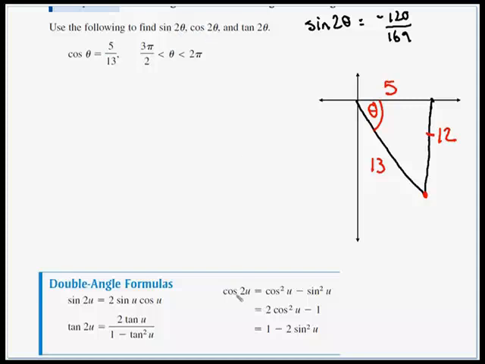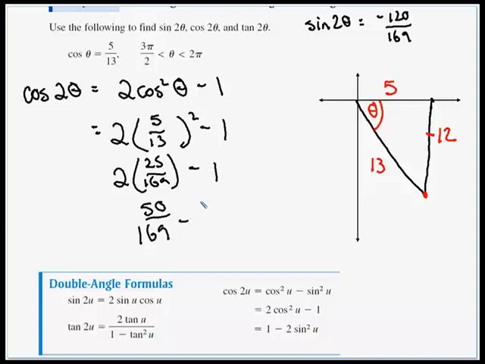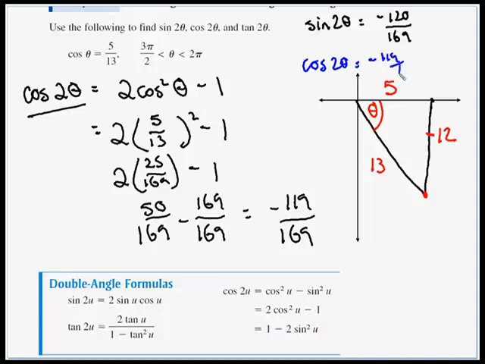Okay, cos of 2 theta. For cos of 2 theta, I could choose any of these formulas down here that I want. I think the easiest one to work with might be the one in the middle. So the cos of 2 theta is equal to 2 cos squared of theta minus 1. So 2, and then our cosine squared. Well, cosine is 5/13, minus 1. So we're going to square that. 2 times 25/169. Multiply by 2, that numerator is 50/169 minus 1. Or let's get a common denominator, 169/169. And when we subtract that, we're going to get the cos of 2 theta equals negative 119/169. So look, that's pretty close to our sine value. The cos of 2 theta is negative 119/169.